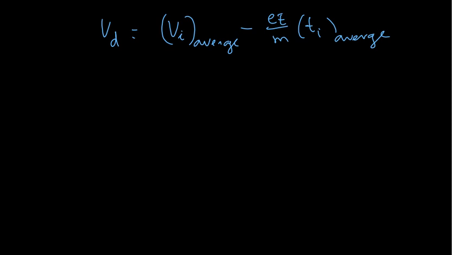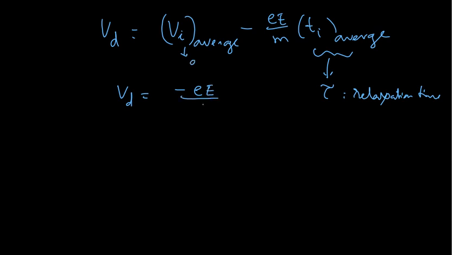So with this, if that average value of t we consider as a relaxation time, if this t average is represented as tau, which is called a relaxation time, then we have Vd equal to minus E, capital E, divided by m into tau. I just replaced the t average with the tau.